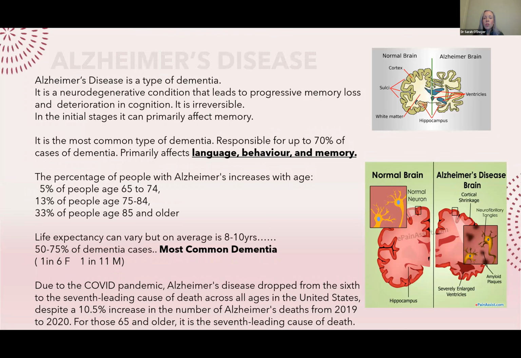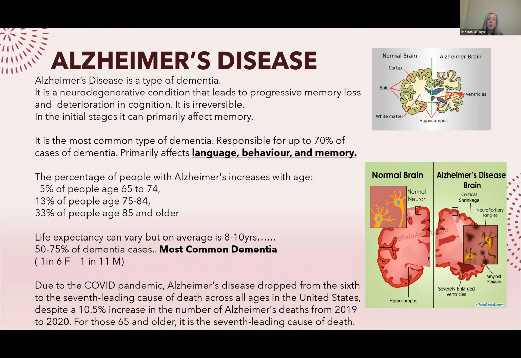So I want to talk a little bit about Alzheimer's disease because it is the most common type of dementia, and it's the one that people are probably most familiar with. So Alzheimer's disease, as I said, is a neurodegenerative condition, and its signature symptom is basically progressive loss of memory and deterioration in cognition. And like all of these conditions, unfortunately, it's not reversible. Okay, it's a progressive condition. Okay, so it's going to progress.